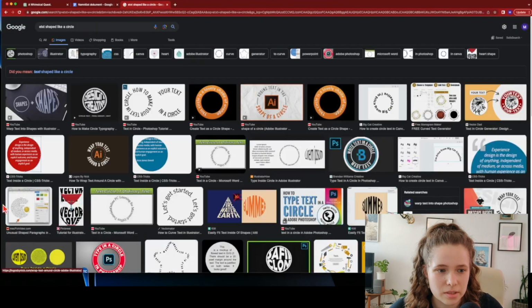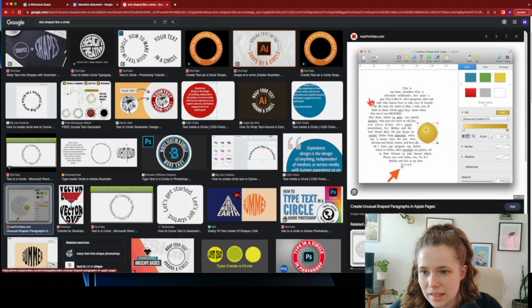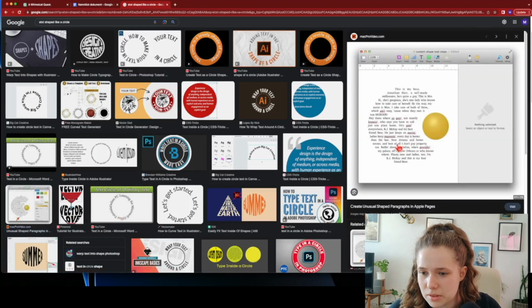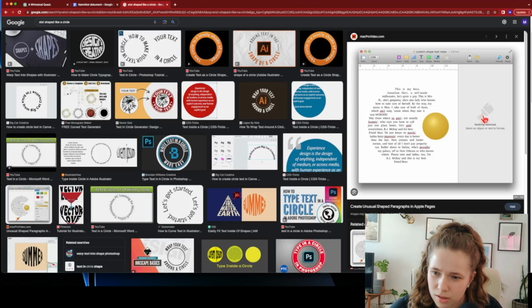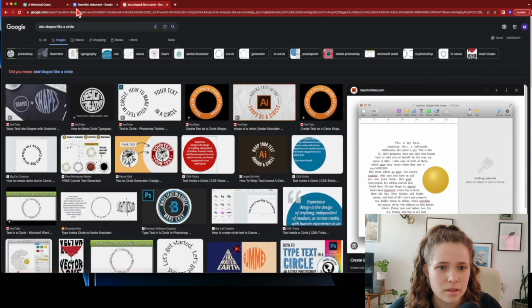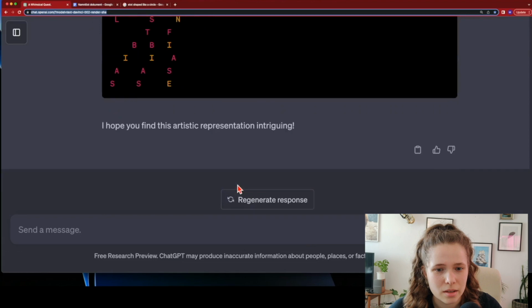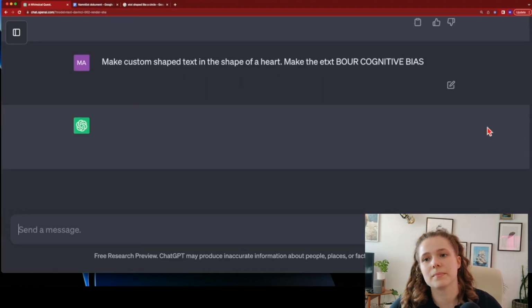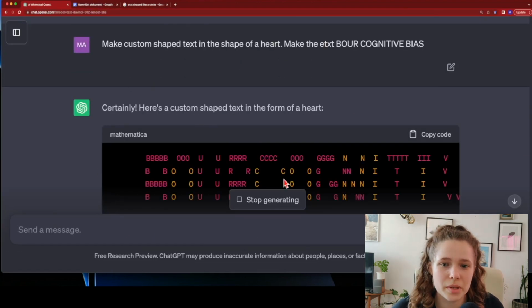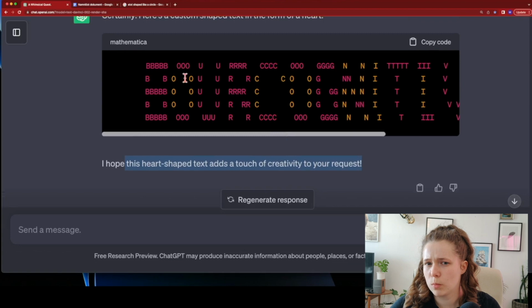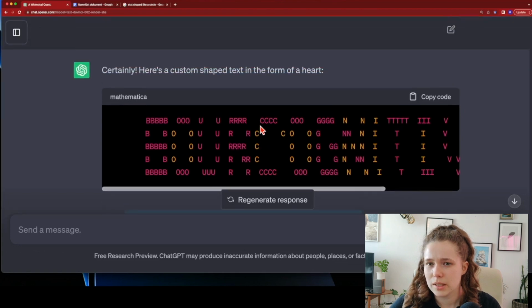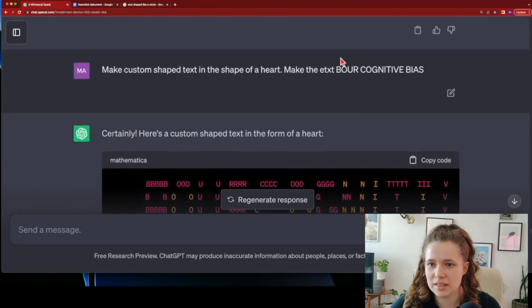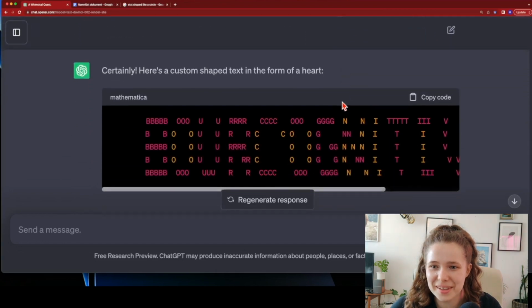Come on, give me something. Oh, okay. Here we are going somewhere. Custom shaped text, but it has to have a different name. Let's try it anyway. Oh no. Yeah, maybe it understood what I meant anyway. Wait, that's the thing I spelled wrong.